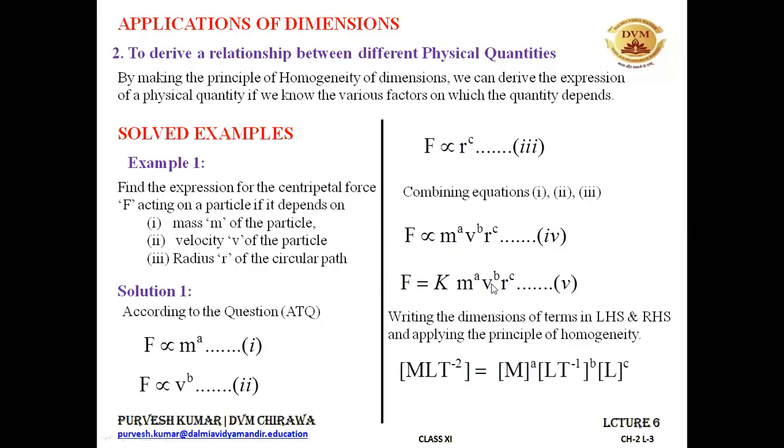In place of V, that is velocity, I have written the dimensions as LT to the power minus 1, and the power to that is small b. And in place of R, I have written the dimension as capital L, and the power to that is small c. All right. Please write this equation, and from hereafter, we will be solving it in the next slide. I hope that you have written it along with me. Still, I am giving you some time to write so that we'll be able to solve it in the next slide.